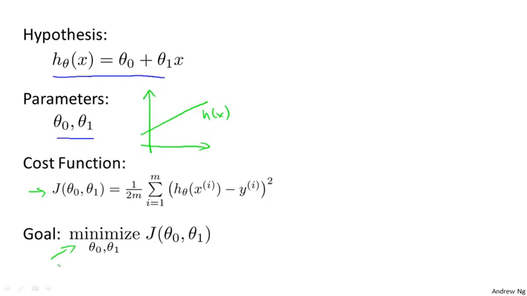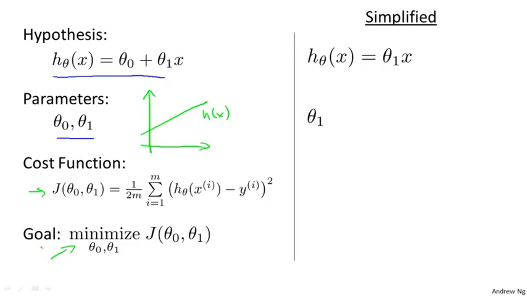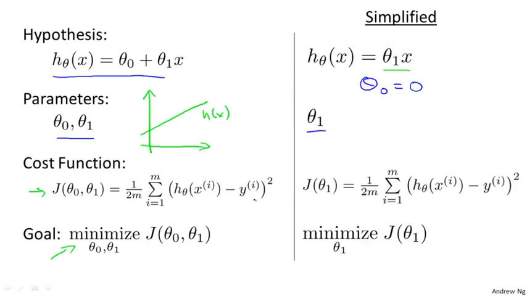For this video, in order to better visualize the cost function j, I'm going to work with a simplified hypothesis function, like that shown on the right. So I'm going to use a simplified hypothesis, which is just theta 1 times x. You can, if you want, think of this as setting the parameter theta 0 equal to 0. So I have only one parameter, theta 1, and my cost function is similar to before, except that now h of x is equal to just theta 1 times x. And I have only one parameter, theta 1, and so my optimization objective is to minimize j of theta 1.